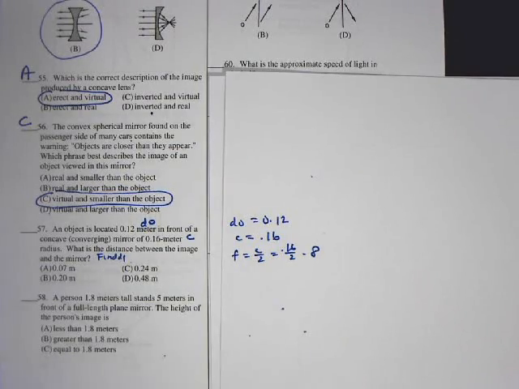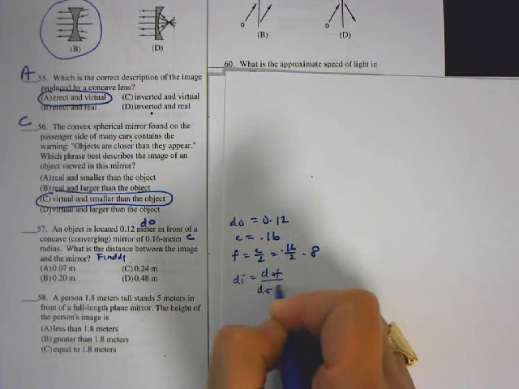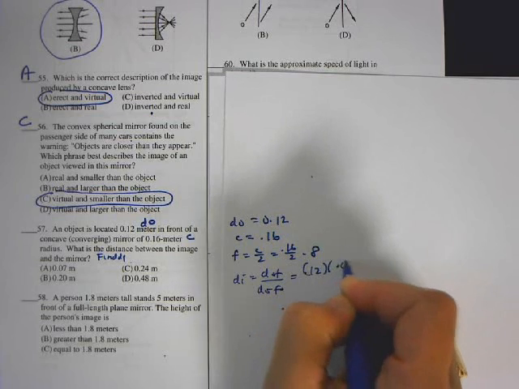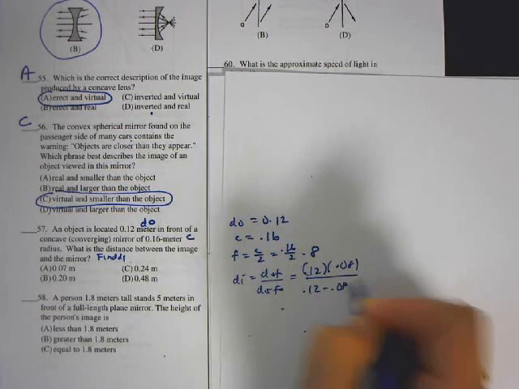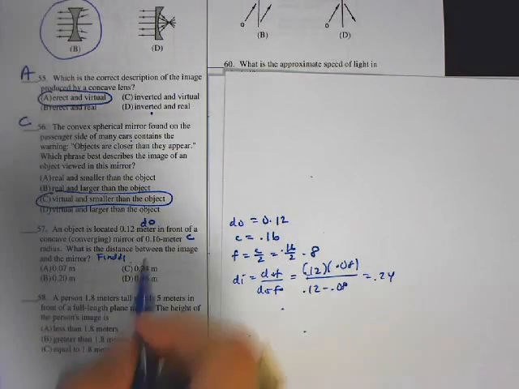Now when I use the equation, DI is equal to DO times F divided by DO minus F. It's going to be 0.12 times 0.08 divided by 0.12 minus 0.08, which is 0.24. So that's answer C.